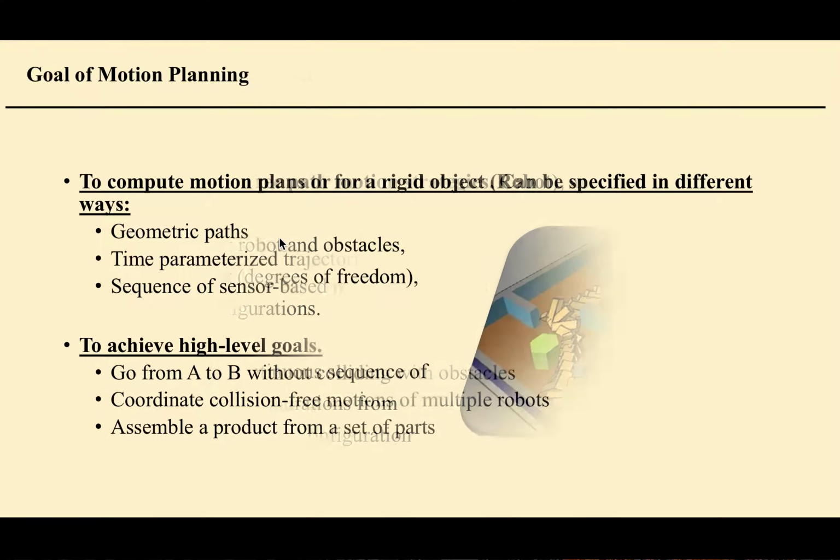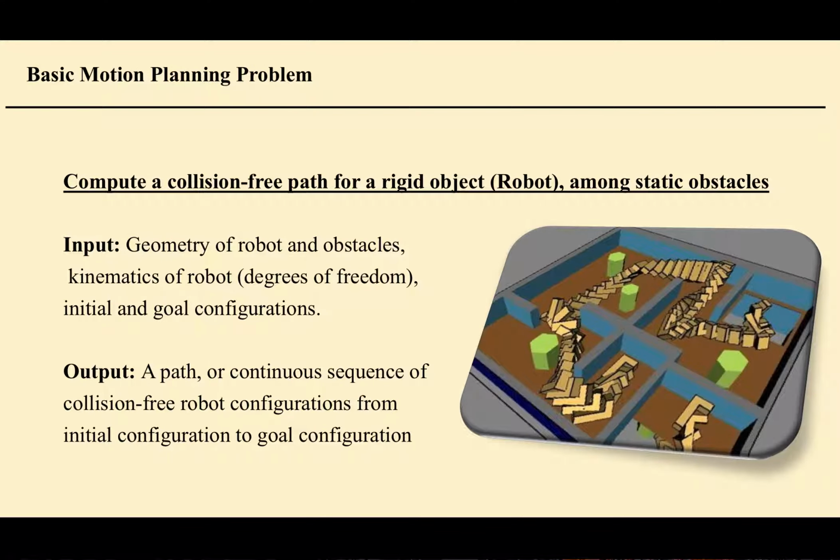So let's start by giving an example of a basic motion planning problem to understand what we are about to do here. Let's assume that we're going to compute a collision-free path for a rigid object, which is basically a robot, among static obstacles. So basically we have a space, we have robots, and we have some obstacles that are static, not moving, and we're going to try to compute a collision-free path.